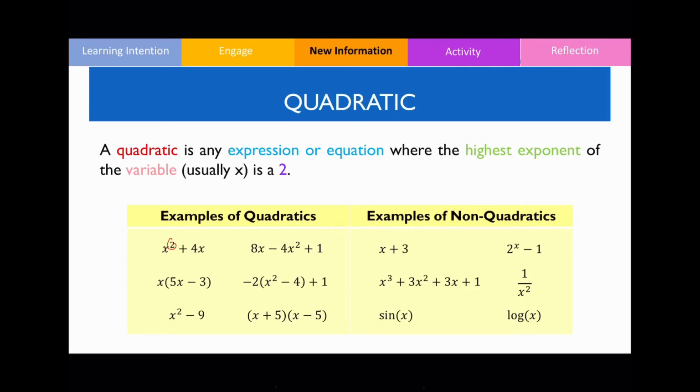That's evident here, here, here. It's also evident for this one over here if you were to expand it, and it's also evident over here as well. In the very last example, it may not look like a quadratic at first, but again, if you expanded it, then this will also produce a term that has an x squared. The examples on the right hand side are not examples of quadratics. As you can see, they don't have a power of 2 at all.